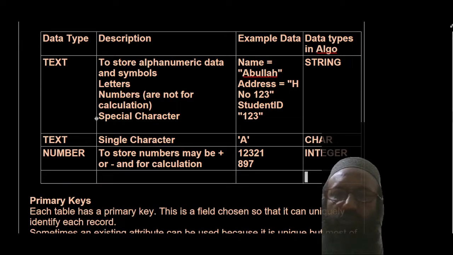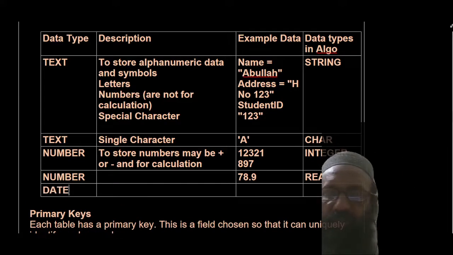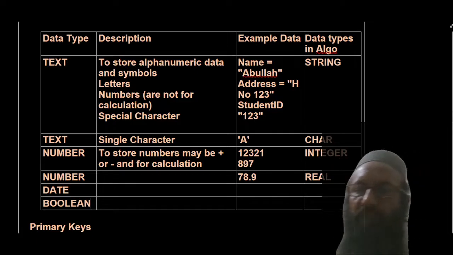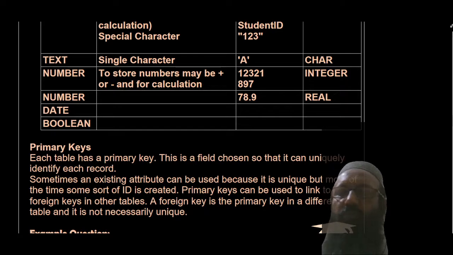Acha, if we are storing 78.9 in pseudocode, we say that these are real numbers, but in a database, these are also known as number. So we have text and number, then we have date, and we have boolean, right? Then we use a term that is known as primary key.